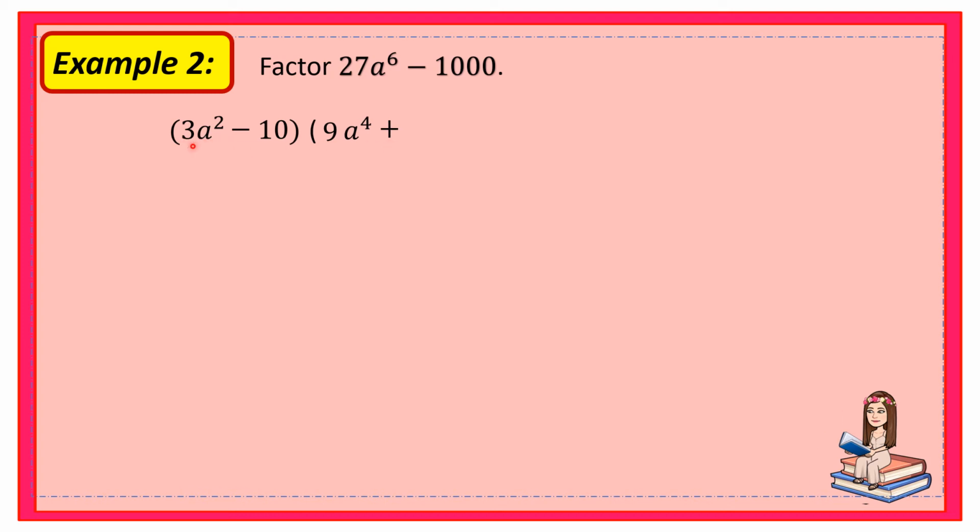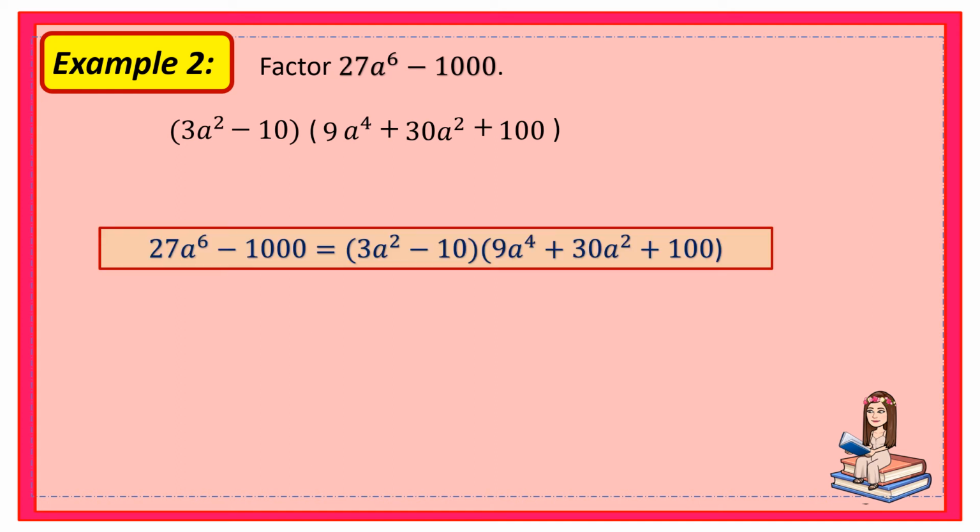And then you multiply the two numbers. 3 times 10 is 30 times a squared. That's 30a squared. And then for the last term, that is always positive. And then you get the square of the second term naman. The square of 10 is 100. So that is our second factor. So, we can now say that 27a to the 6 minus 1,000 is equal to 3a squared minus 10 times 9a to the 4th plus 30a squared plus 100.